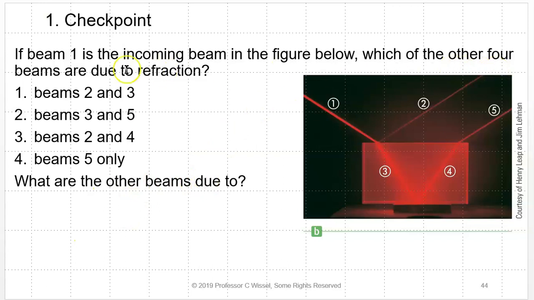Okay, they're asking which beams are due to refraction. Assume this light coming in from this side, that's the incident light. They're looking for refraction. Refraction is where there's a bending when it goes through an interface. Here is a bending. It's going through an interface. Here is another bending. It's going through an interface. Okay? The other beams, this one and that one, 2 and 4, are reflection; 3 and 5 are refraction.